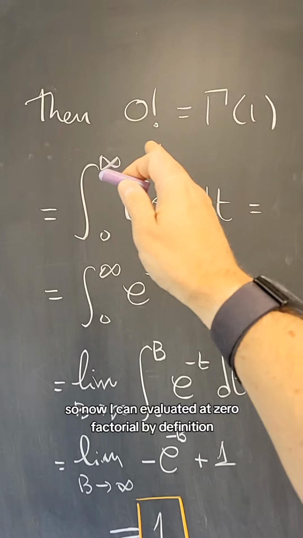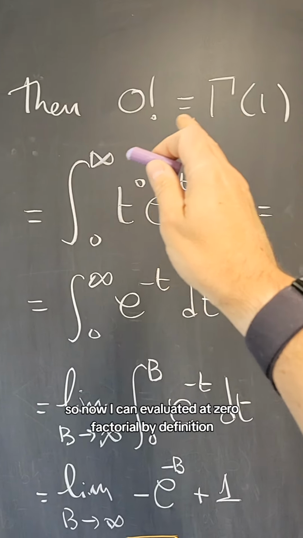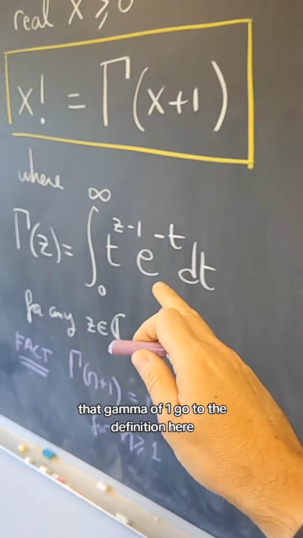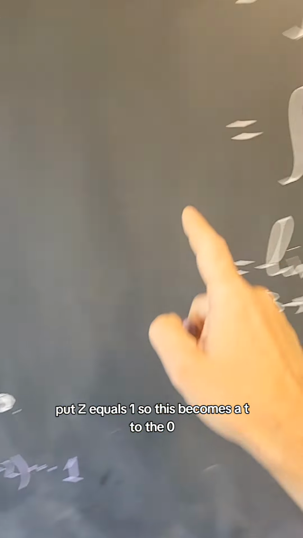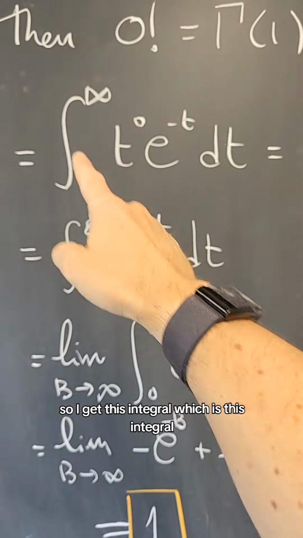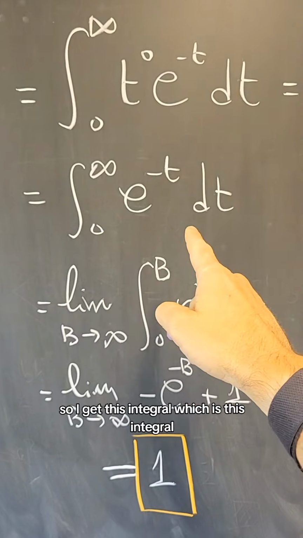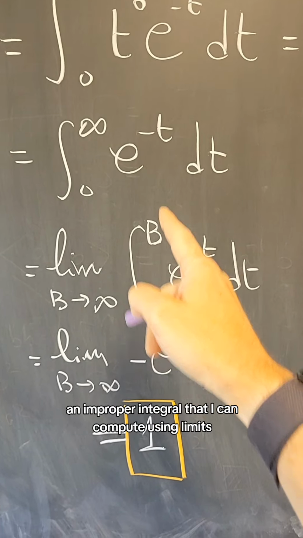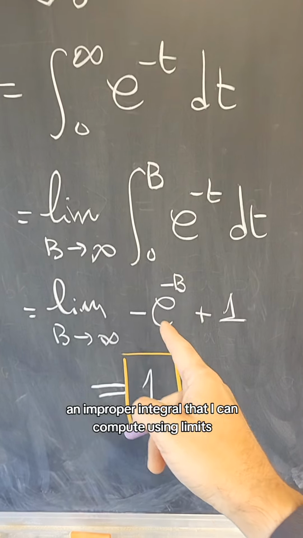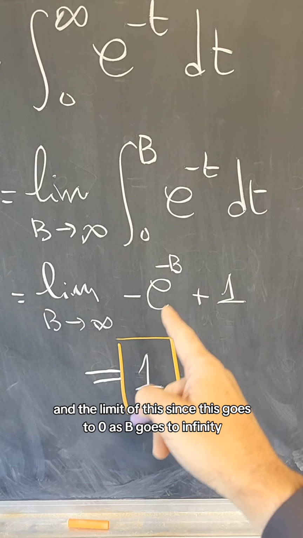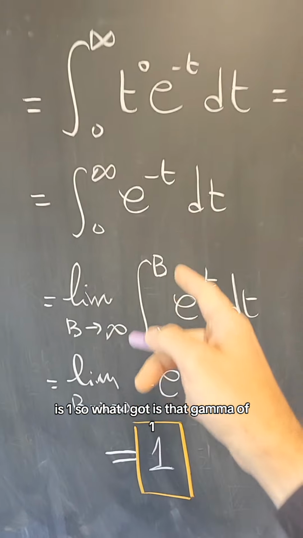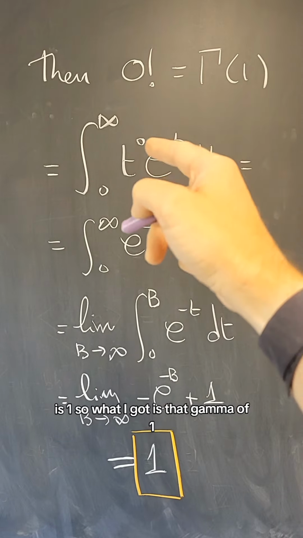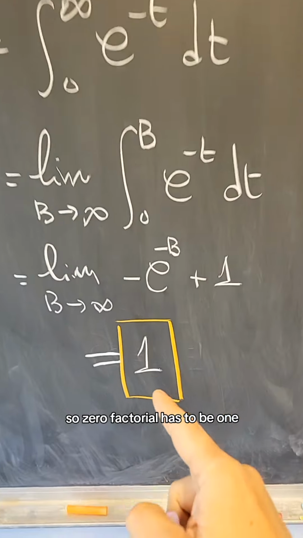So now I can evaluate it at 0 factorial. By definition, that's gamma of 1. Go to the definition here, put z equals 1. So this becomes t to the 0. So I get this integral, an improper integral that I can compute using limits. And the limit of this, since this goes to 0 as b goes to infinity, is 1. So what I got is that gamma of 1 is 1. So 0 factorial has to be 1.